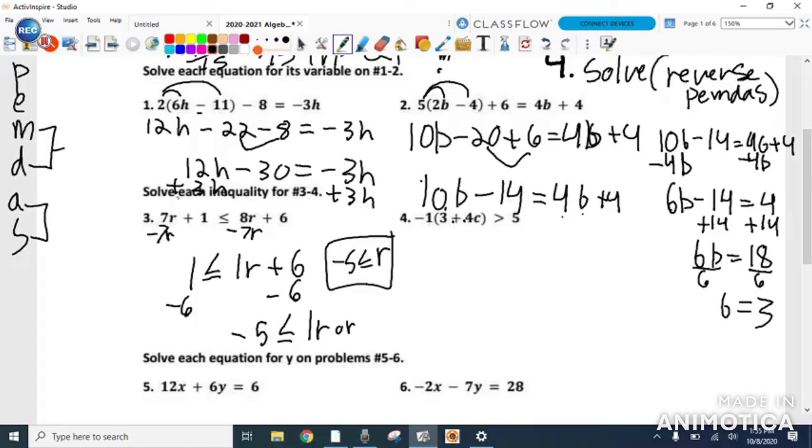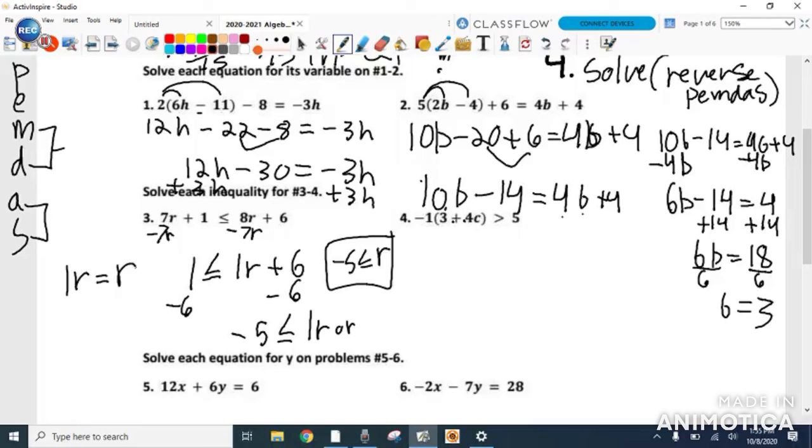I need to get my r by itself, so I need to subtract my 6 from both sides. 1 minus 6 is going to give me negative 5. And then I'll have 1r by itself. But remember, 1r is the same thing as r by itself, so we don't have to divide right there. We can just erase the 1 and write the r by itself, and that will give me my answer.